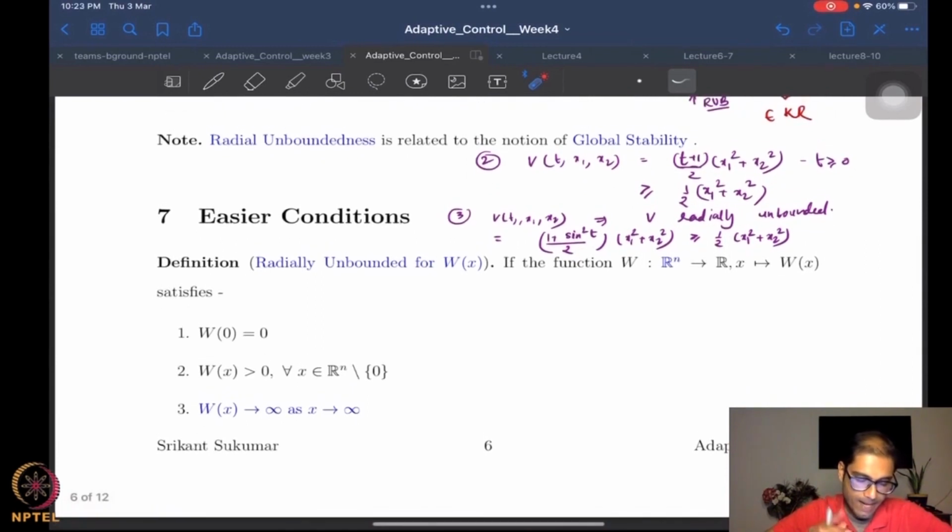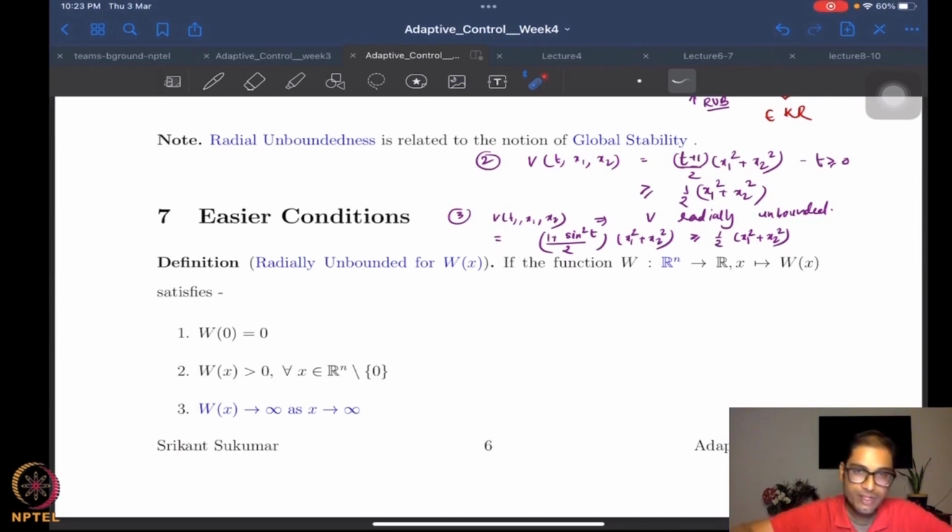Then I have three requirements. First is that W(0) has to be 0. W(x) has to be strictly positive for all non-zero states. I'll come to the difference from the positive definiteness case soon. And finally, W(x) has to go to infinity as the state goes to infinity. This is important. It has to go to infinity in any possible direction.